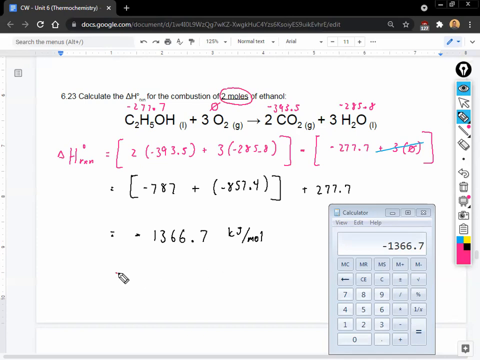Got to multiply it by 2. So we're going to have to multiply it by 2, and that will finally give us the answer, which is going to be negative 2733.4 kilojoules per 2 moles. And this will be our final answer. Okay, so just make sure you're very careful. It's looking for 2 moles.